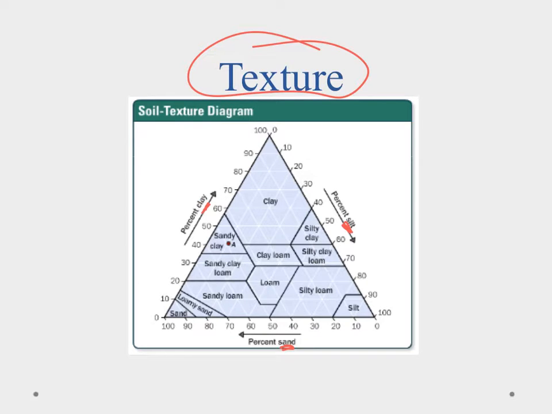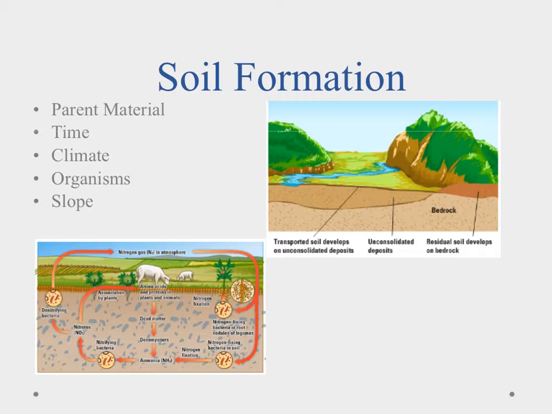If it's primarily sand, it'll be a sandy soil, so a sandy loam or a sandy clay. And then if it's going to be silt is where we get our clay loams and our silty loams and things of that nature. So you can see by the size of the particles inside is how we determine its texture. And this kind of graph shows you a little bit, and the lessons will go into it a little bit more. Okay, so let's talk a little bit about soil formation.